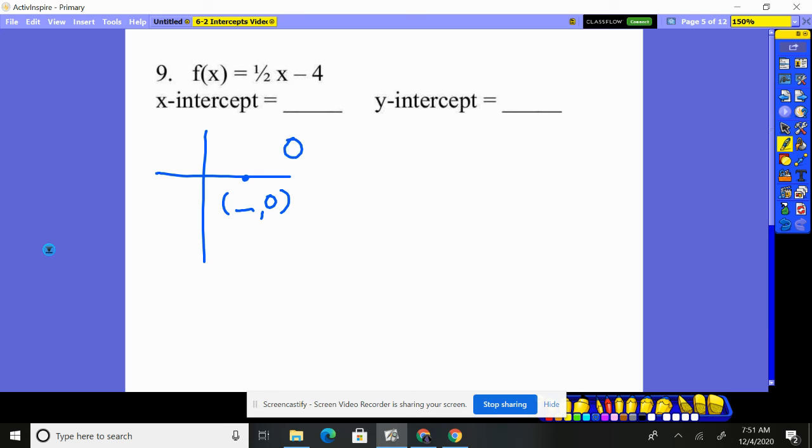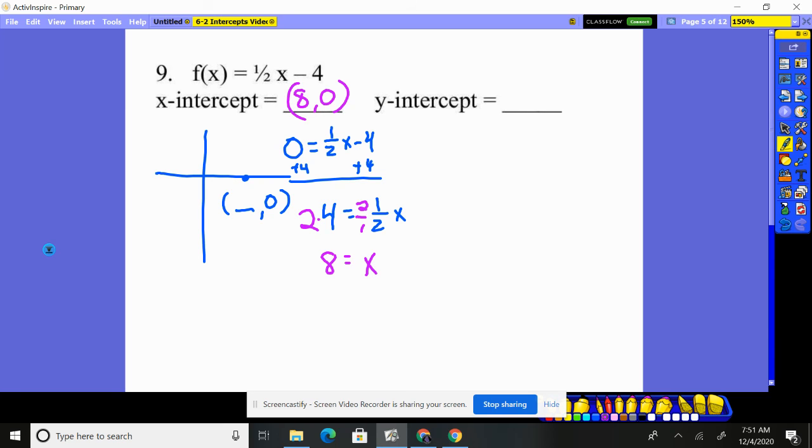So I set the y to 0, a half x minus 4. I add my 4 to both sides. I'm going to get 4 equals a half x. How do I get rid of that half? Multiply by the reciprocal, 2 over 1, which means I multiply it by 2, and I get x is 8. So x is 8, y is 0. That's where it's crossing, right there at 8, 0.